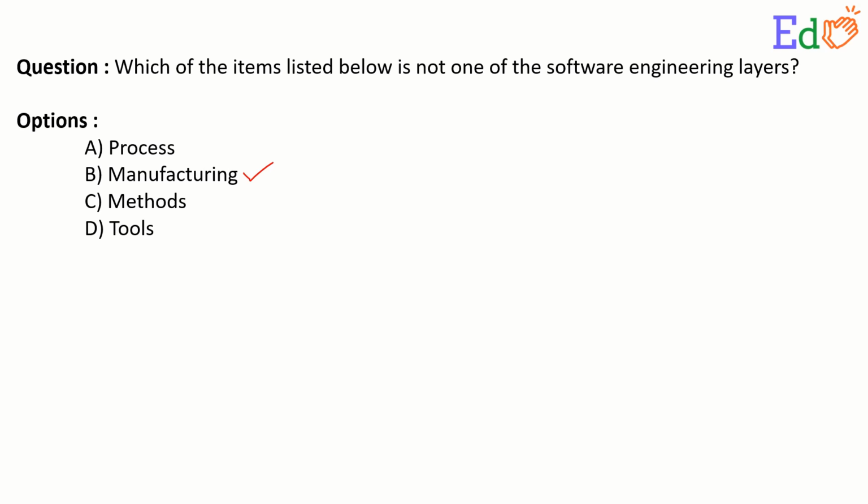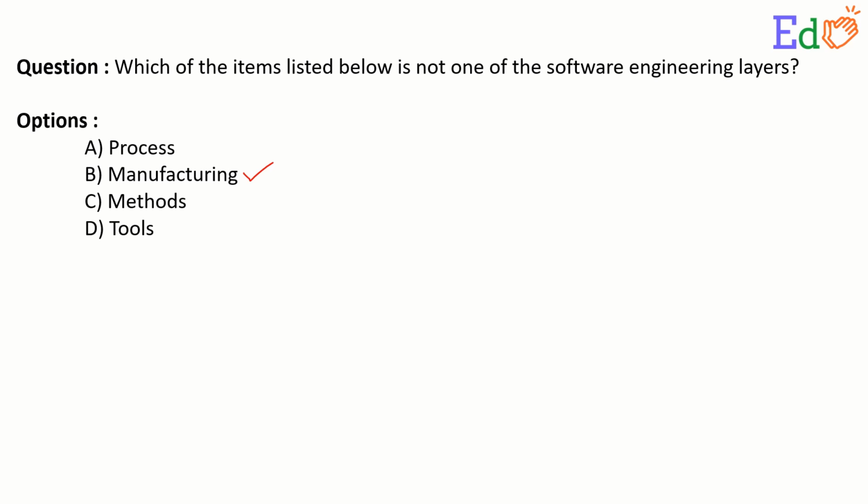The method layer, what does the method layer do? The method layer provides technical knowledge for developing software. This layer covers a broad array of tasks that include requirement analysis, design, coding, testing, and maintenance phase of the software development. The tools layer provides computerized or semi-computerized support for the process and the method layer.